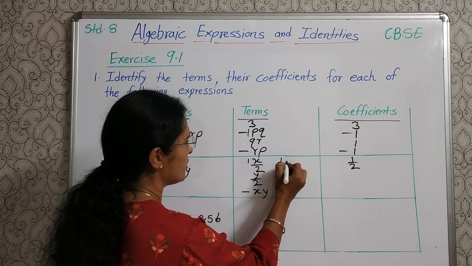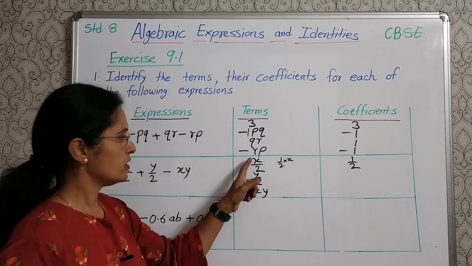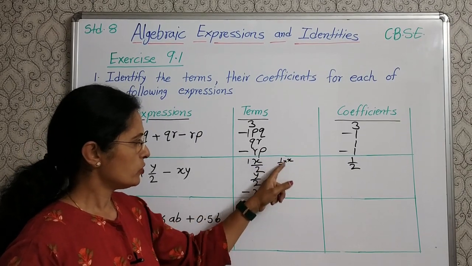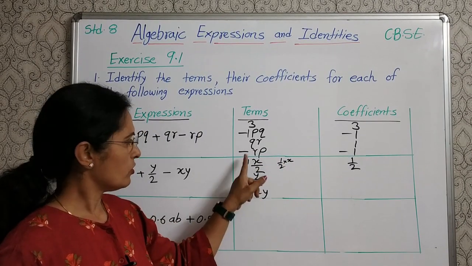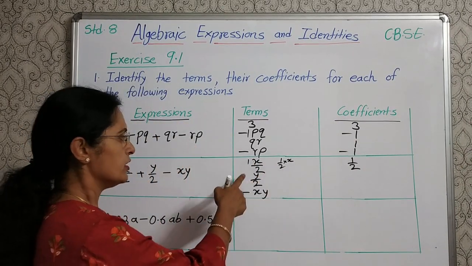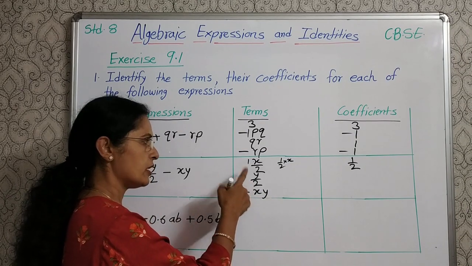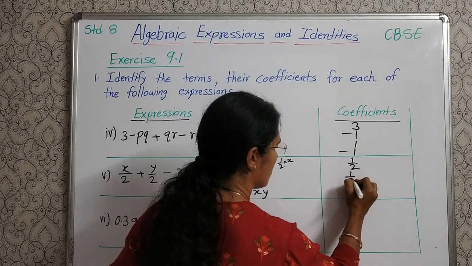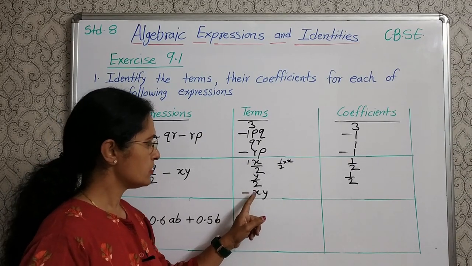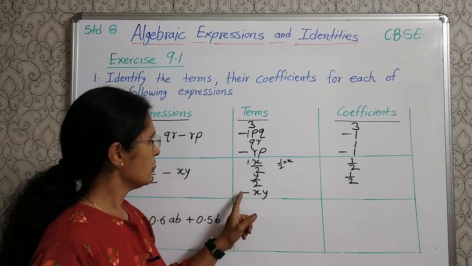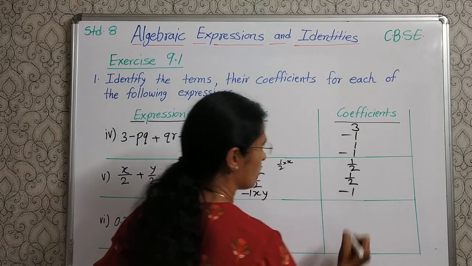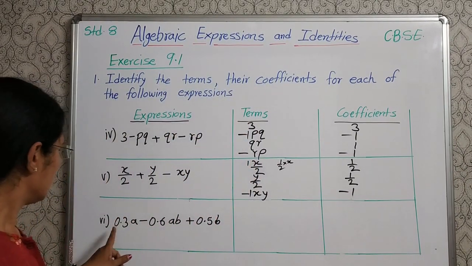We can write this x by 2 term like 1 by 2 into x. So 1 by 2 is the numerical factor of this term and therefore coefficient is 1 by 2. In the next term y by 2, same 1 by 2 is the coefficient. Next, in the third term it is minus xy. The term is minus xy, so the coefficient is minus 1.